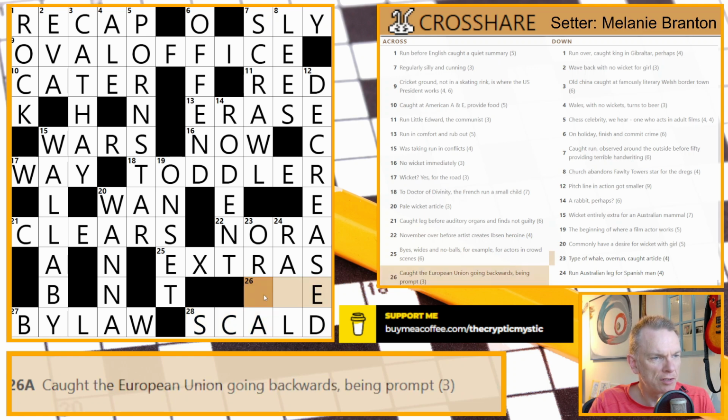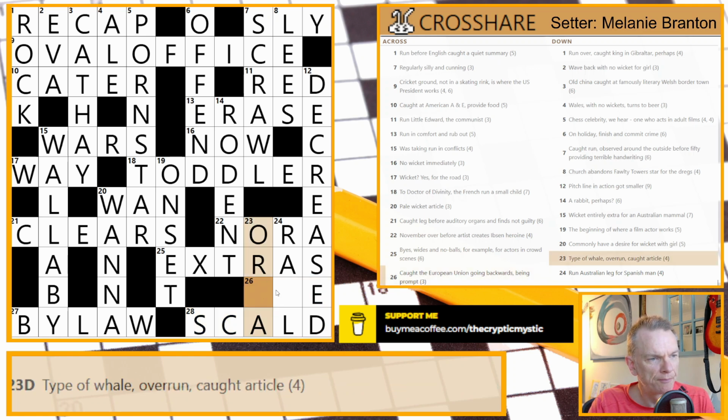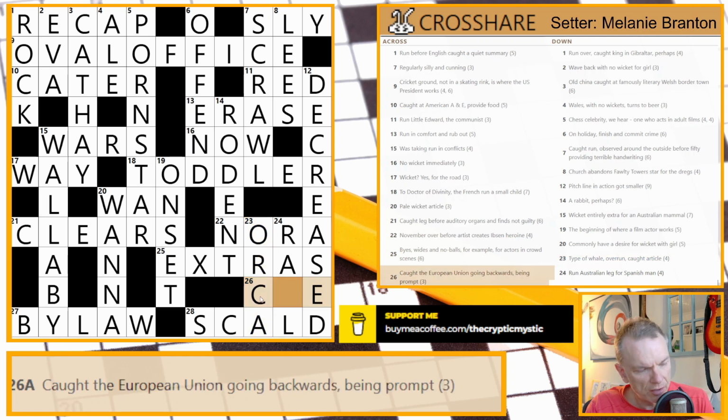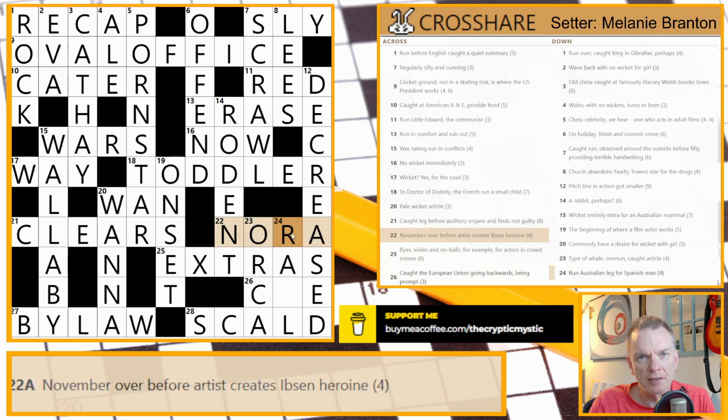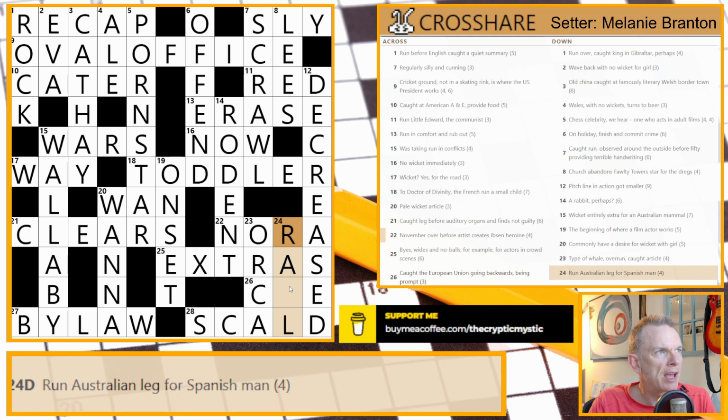Lovely. Three clues left. We'll solve them if we just do two clues. Let's see. 23 down. Type of whale, overrun, caught, article. Okay. Overrun is O-R. Caught is a C. And article is A. Orca, a type of whale. Right, well, I won't fill this in. I'll go through each of them and then we'll work it out. 24 down. Run, Australian, leg for Spanish man. Okay, so run is R, as we know. Australian could be AU. And leg is an L. So this is going to be Raul, the name of a Spanish man.